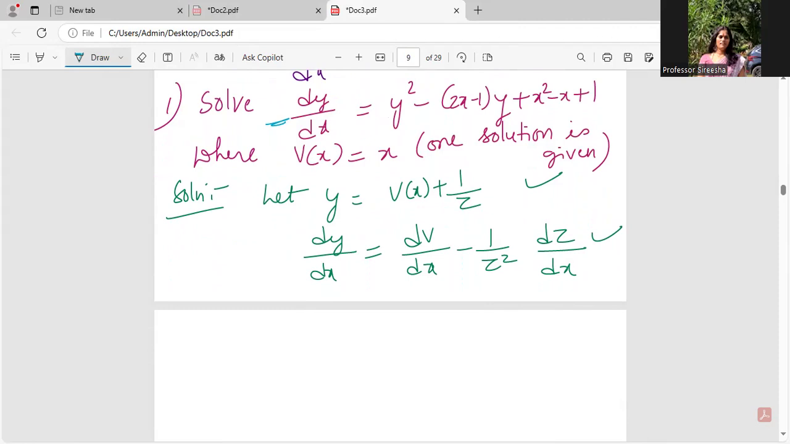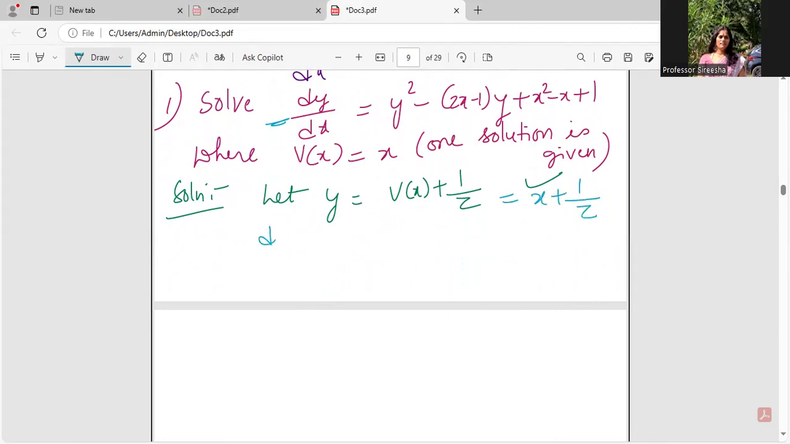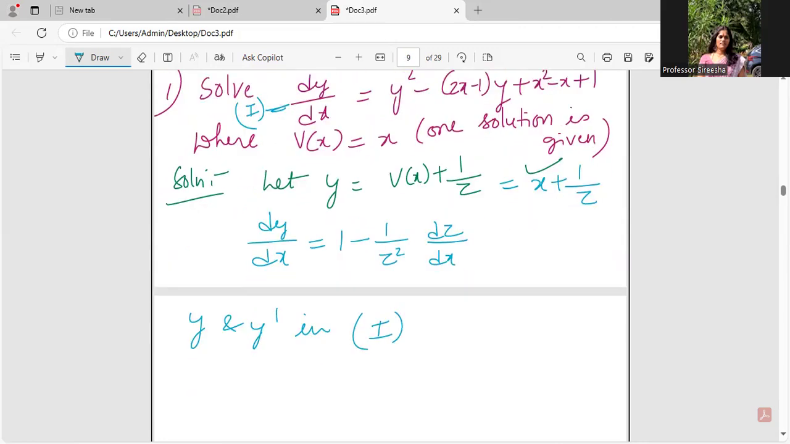Just a second here, I'll be inserting v of x and then proceeding, instead of having all the things as unknowns. I'll be directly substituting what is v of x that's been given to me in the problem. This is nothing but x plus 1 by z, right? So dy by dx is nothing but dx by dx, which is 1, minus 1 by z squared dz by dx. So I'll be substituting y and y prime in the given equation. Let's suppose the given equation is 1.